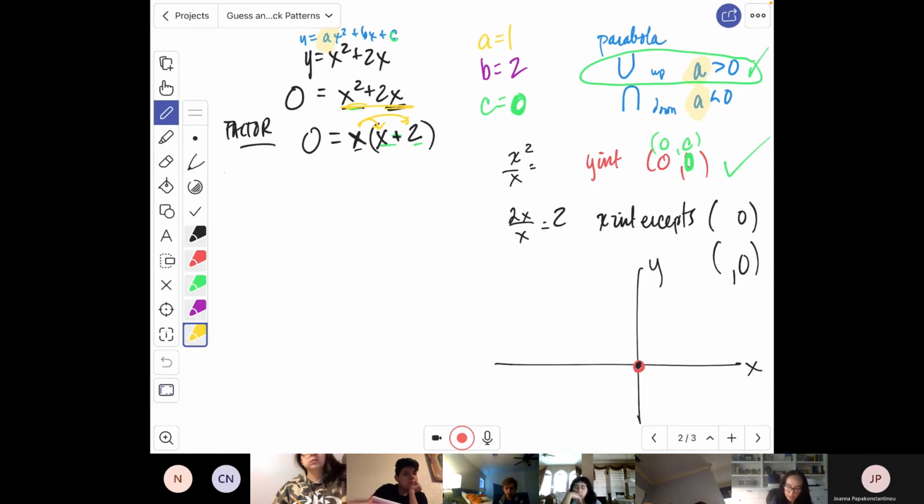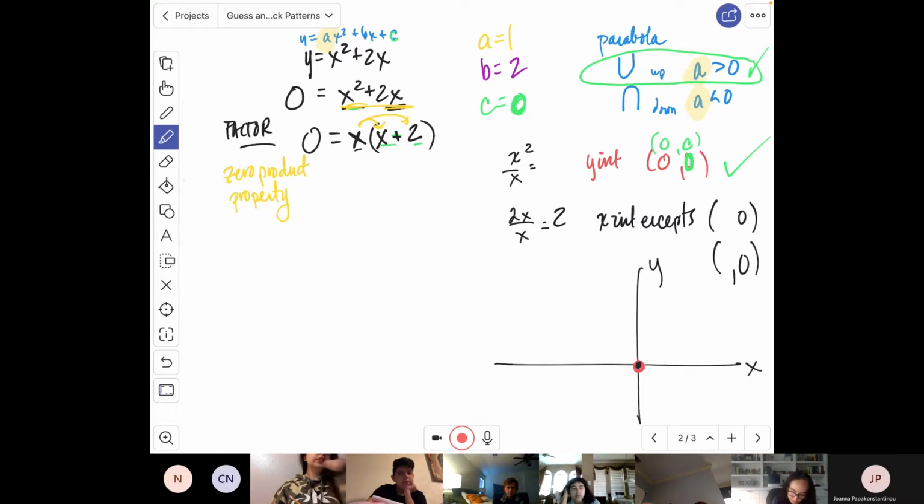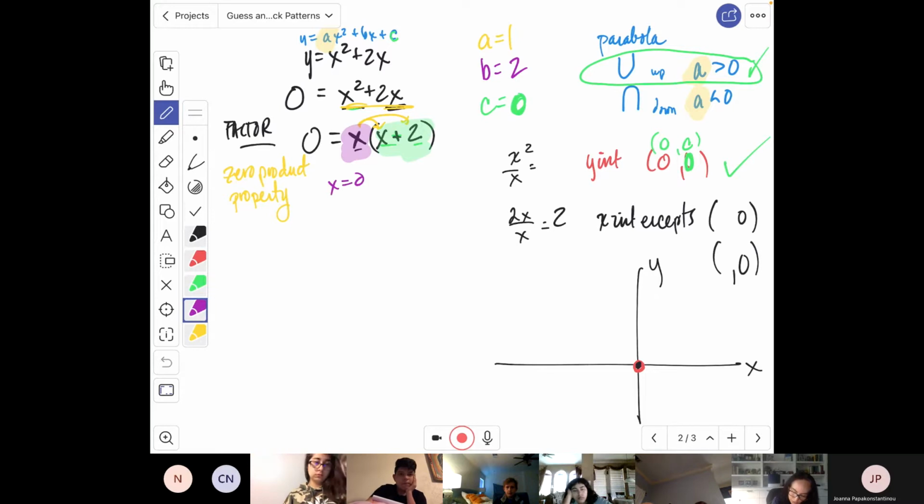Okay, now there is something called the zero product property that says if I have two things or more set equal to 0, I could go ahead and set each of those equal to 0 and solve for x. So I'm going to take this first one and set it equal to 0, and then take that and set it equal to 0. So I have x equals 0, and I have x plus 2 equals 0. Does everybody see how I've done that? I've set each of those factors equal to 0.